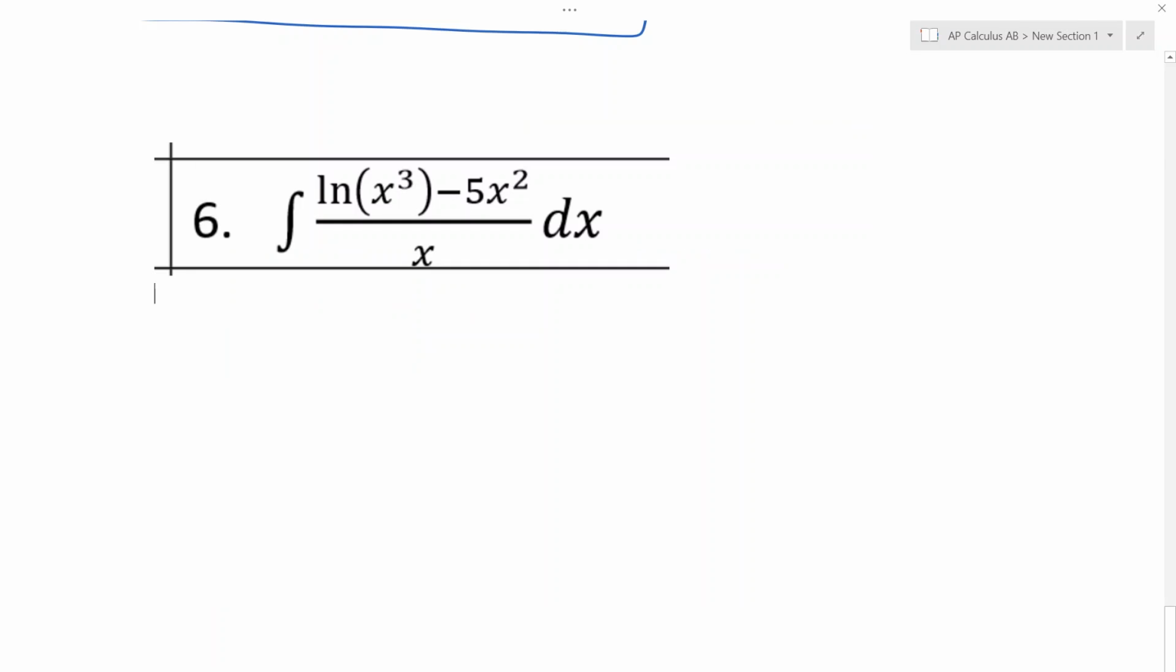So 6 is another one where, if you look at this, one of the first things you should notice is if we wanted to, we can split this up. There's a minus in the numerator. I can break it apart into 2 integrals. Whether or not I should do that depends on what's sitting there.